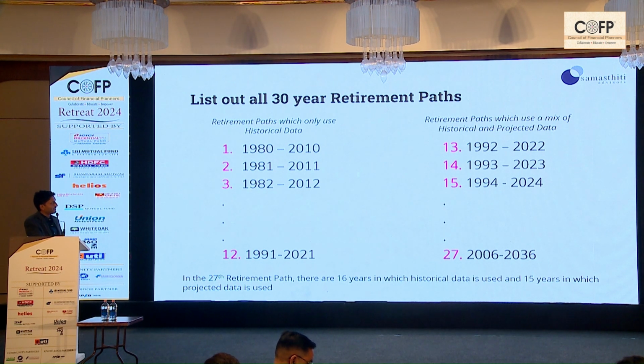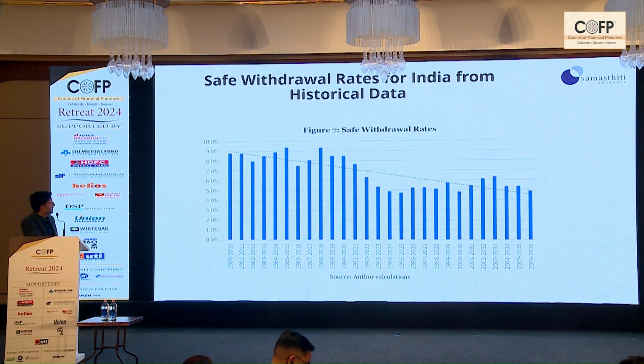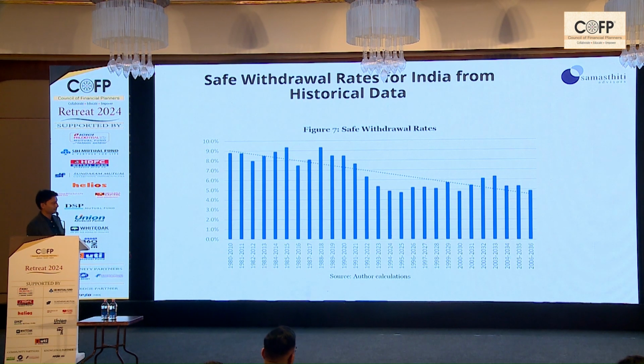So I extended the range beyond 2021, and I used projected data for the balance years. But when I was doing this, I was cognizant of the fact that in no retirement path should the projected number of years be more than the actual data. So I stopped at 2006 to 2036, because in that particular instance, you actually had 16 years of actual historical data, and you used 15 years of projected data. So this is the safe withdrawal rate that was arrived at for each of those retirement periods.